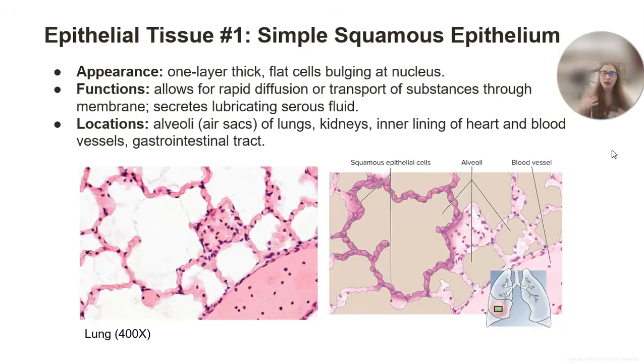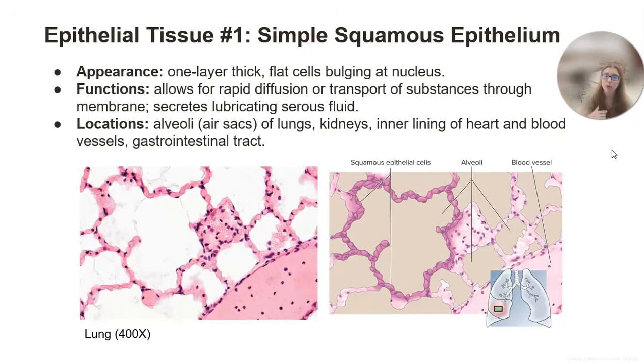Now, if we think about a cell that's really flat and can take any sort of shape, this is actually a really useful cell for things like rapid diffusion or transportation of substances. So if we think about a really flat cell and we want to get an oxygen molecule across it, well, it's going to be much quicker to get an oxygen molecule to diffuse through a squamous cell, which is flat, than something like a cuboidal cell or a columnar cell where there's more internal volume that oxygen molecule would have to traverse across. So our simple squamous epithelium are going to be found in places where we want really quick diffusion or transport of substances through the membrane.